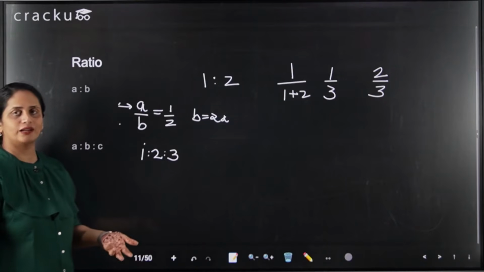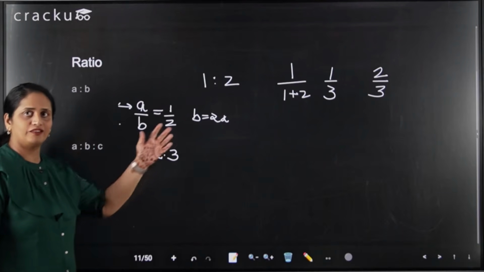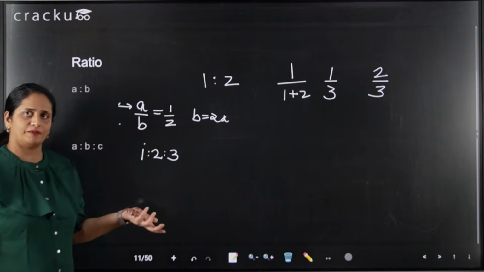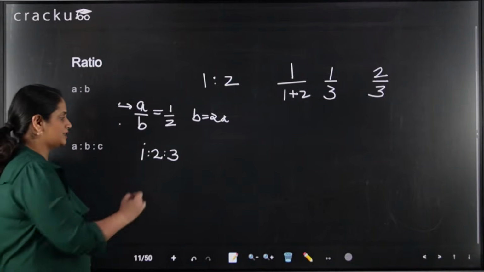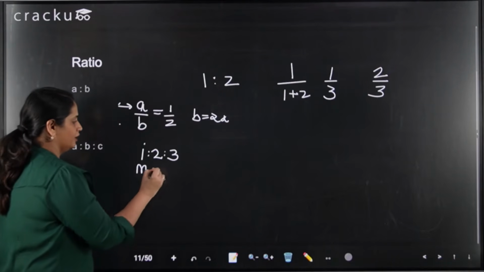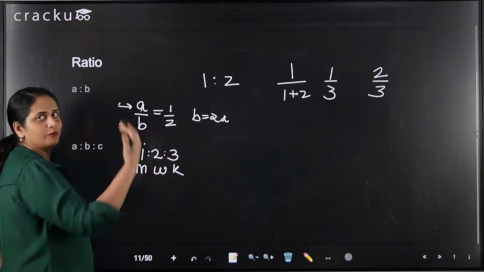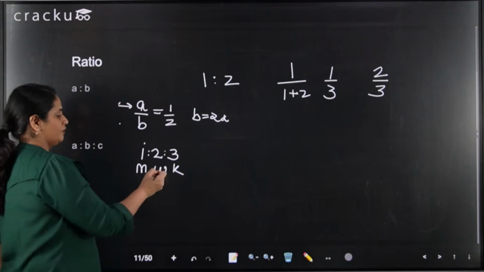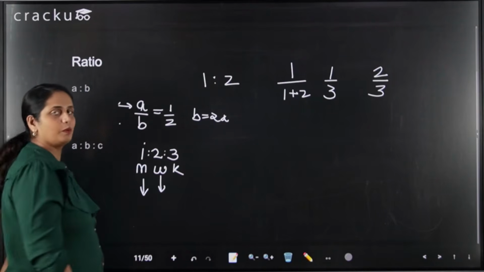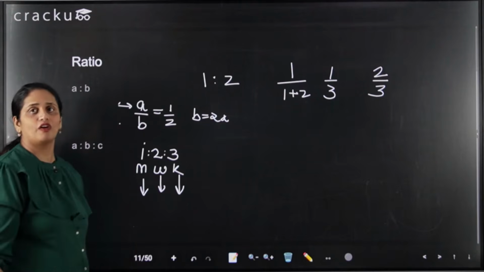The only additional thing about a ratio is that it can have 2 parts, 3 parts, 4 parts, 5 parts, n number of parts. So how do you read a ratio like that? Suppose this is the ratio of milk to water to, say, kerosene, whatever you're mixing. What does this mean? You take 1 part of milk. For every 1 part of milk, you take 2 parts of water. For every 2 parts of water, you take 3 parts of kerosene.